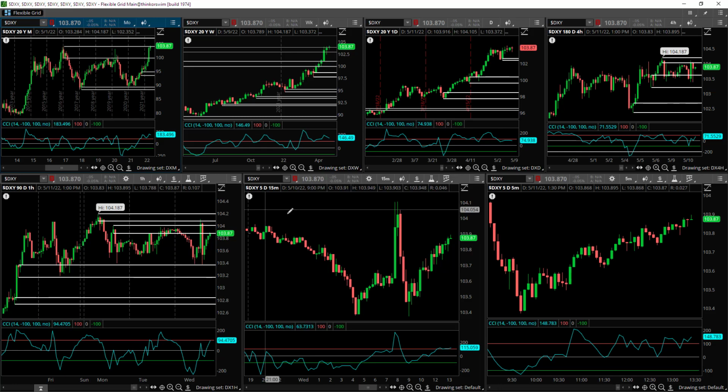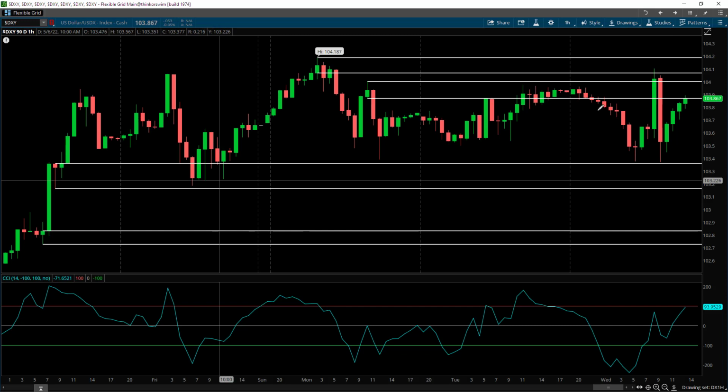Now notice how these zones work. And you can see the intraday zones. We're in a sideways chopping market. So how do you want to trade this one for the time being?